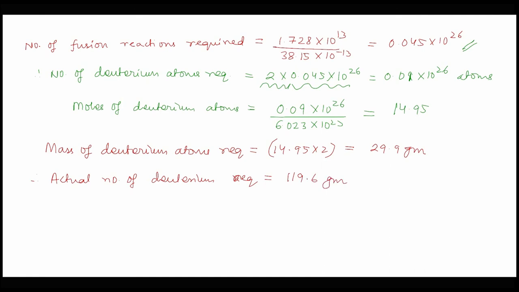If you just divide 119.6 by 4, you will obtain 29.9. What we have done is we have selected a particular number, say x, and then 25% of that weight is equal to 29.9. So we have obtained 119.6 gram. This is the final answer for this particular problem, where it is asking us for the actual amount of deuterium required.